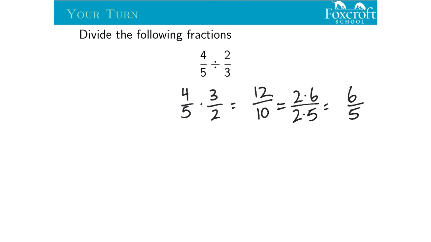And here is my solution. So we keep 4/5 the same. Division changes to multiplication, and we flip 2/3 to 3/2. And then multiply the numerators, that's 12. Multiply the denominators, that's 10. And then both those are even, so I pull out those 2's to get my final answer of 6 over 5.